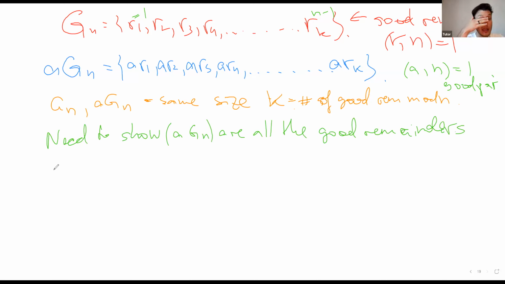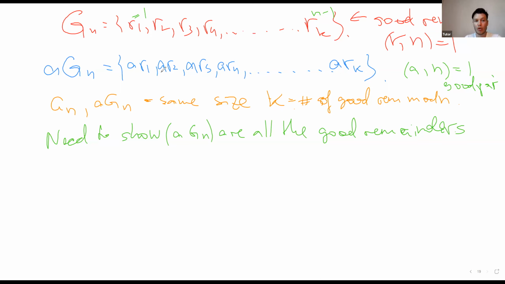So now the question is, how can we show that these are all the good remainders? What could we do? Well, first of all, we need to show that all these numbers are good, and we need to show that they're all different. If all of these are good, and all of them are different, and there are k of them, they have to be all the good remainders, because there are k good remainders. So basically two things need to be shown here.